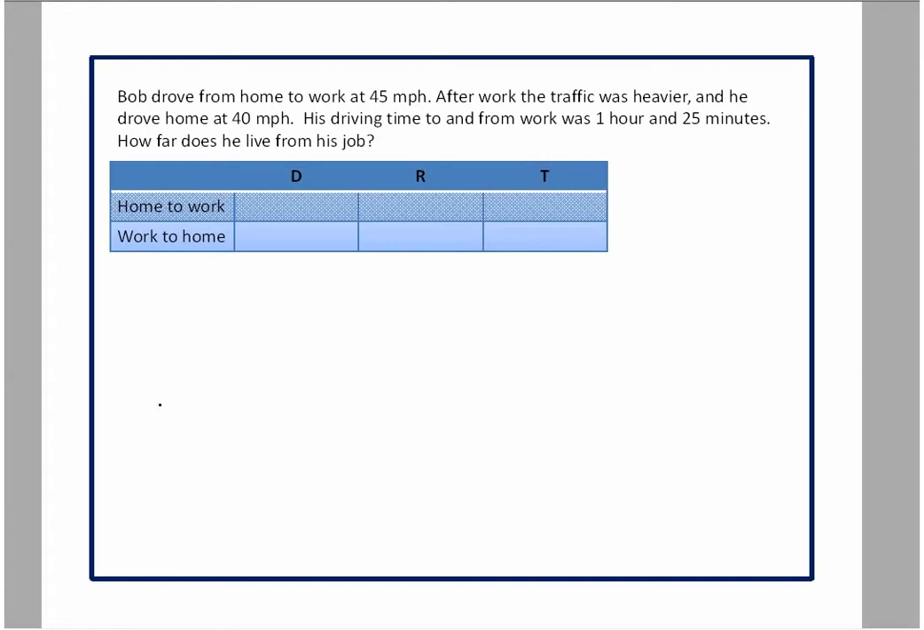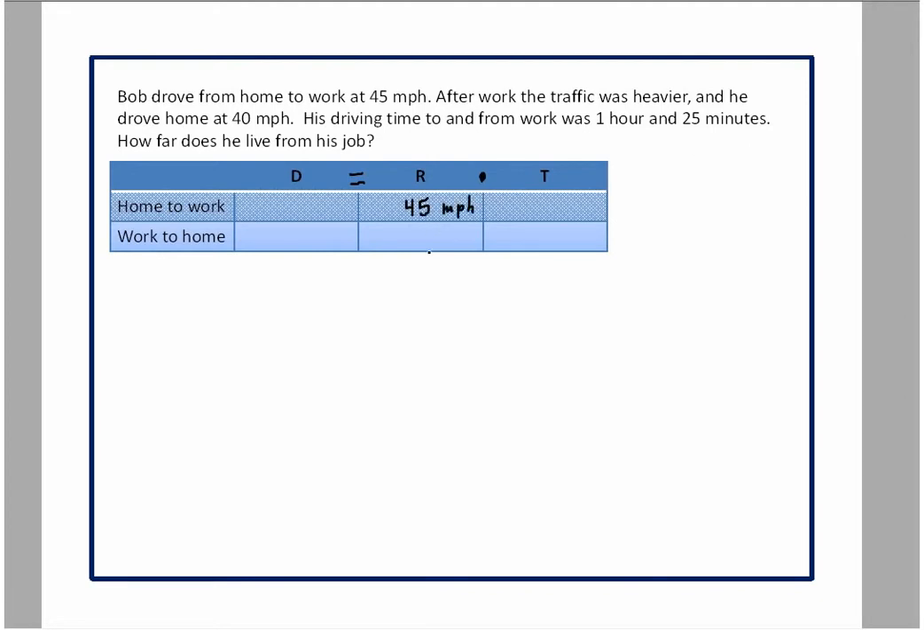Hi, I'm going to do a distance application problem, and the formula that we need to remember is that distance equals rate times time, and that's always, okay? So Bob drove from home to work at 45 miles per hour, so that's his rate to work. So I'm going to put 45 miles per hour here.